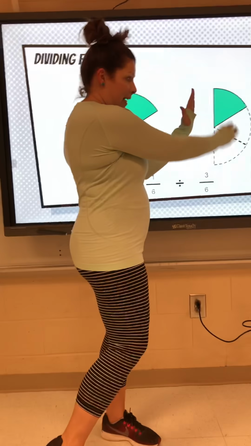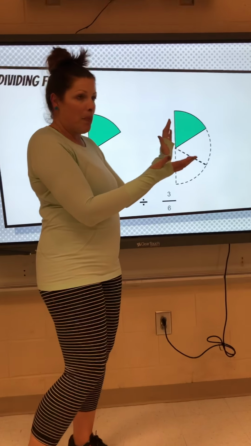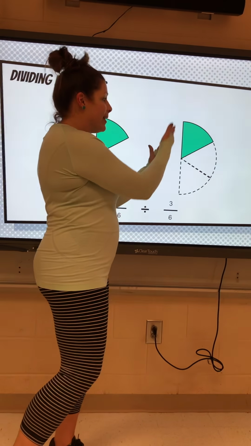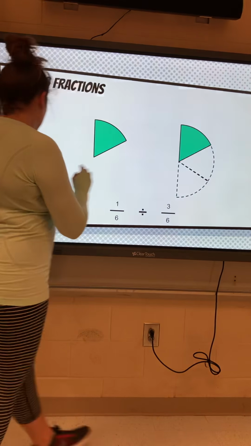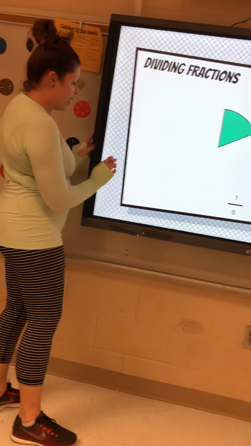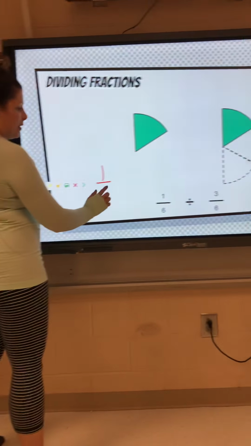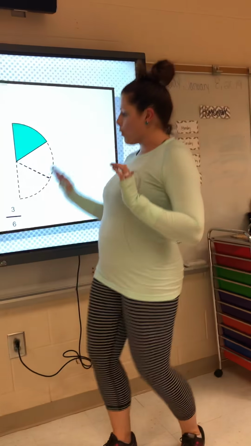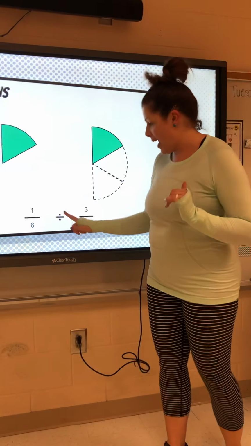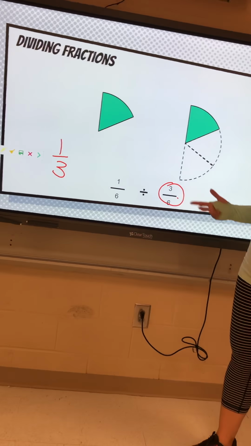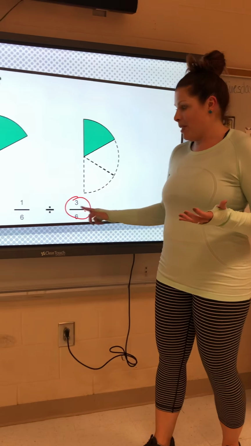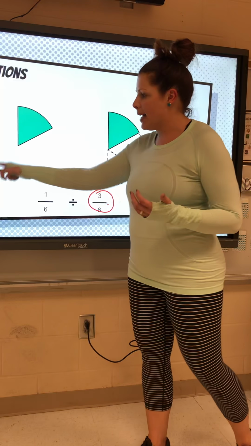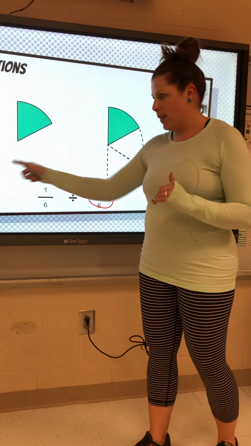Now this would be 3/6 if we filled it all in, but we can't. So we have to take it for what it is. Now it's a piece with 3 pieces in it. So your answer is going to be 1/3, because you have the 1 piece out of the 3 that we want, because we want to find out how many 3/6 are in 1/6, and there's not even 1, so the answer has to be less than 1. So it's 1/3.